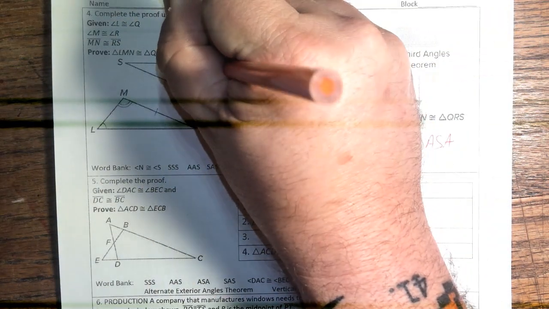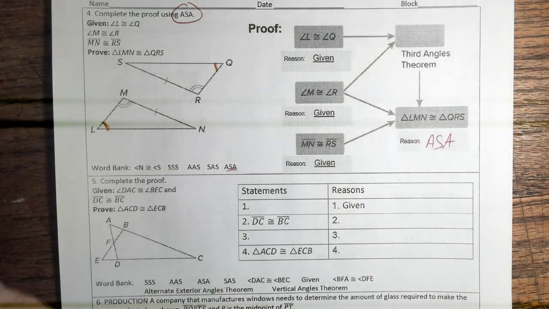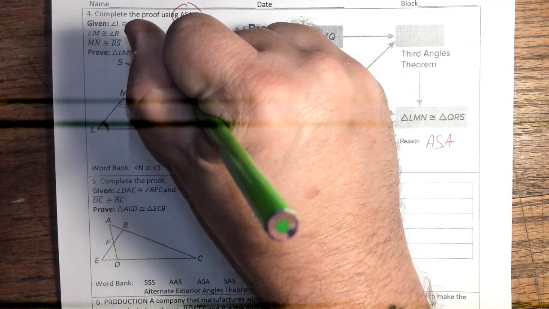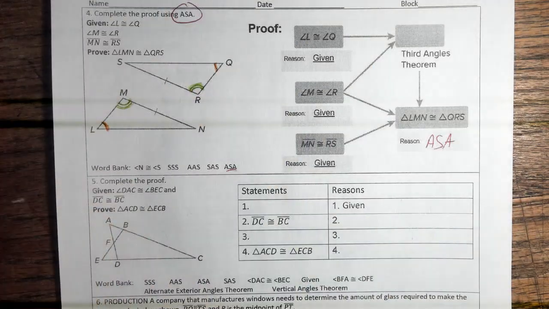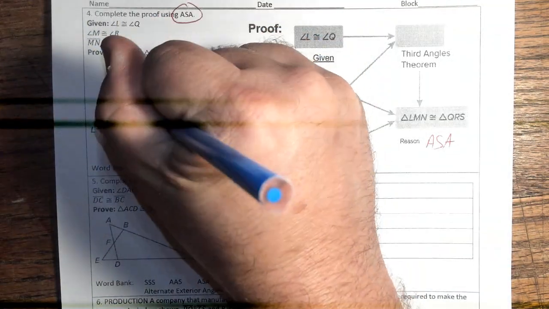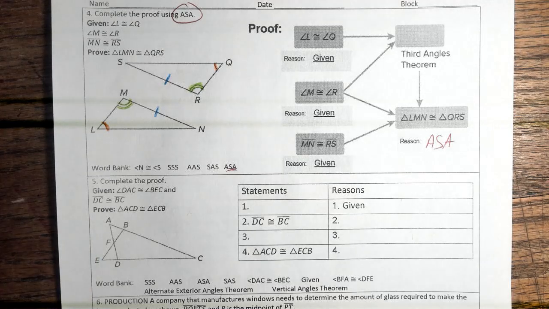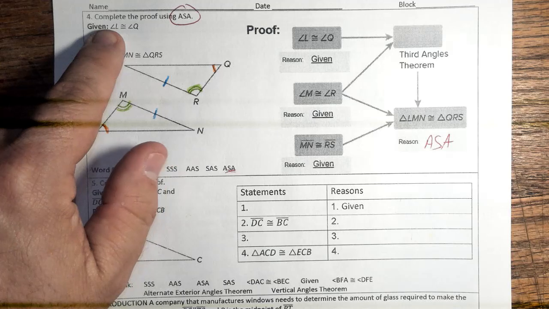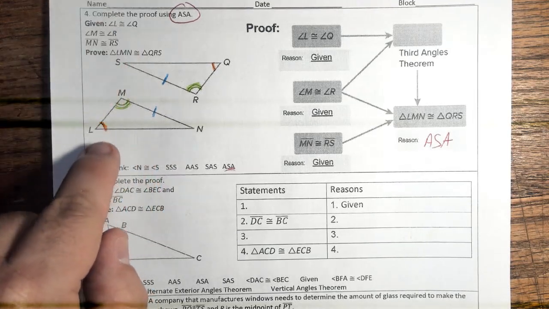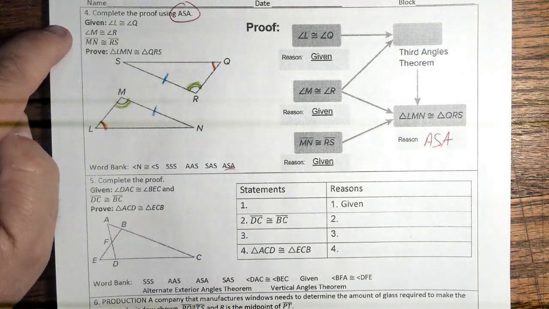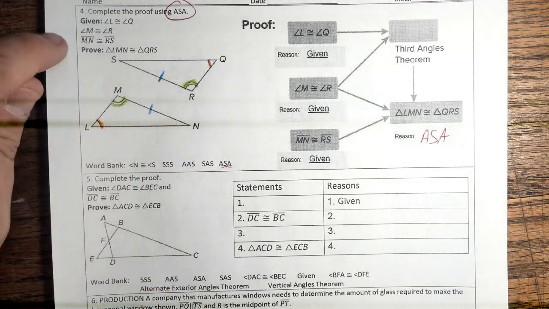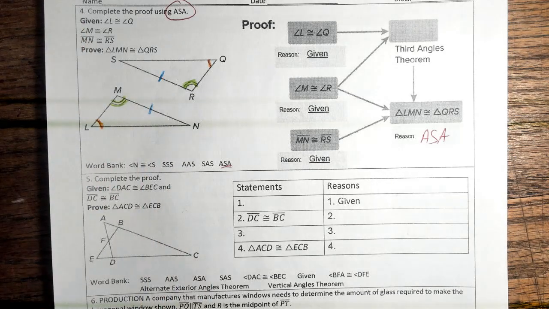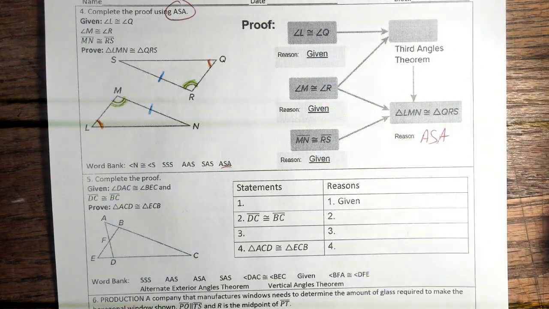I'm going to mark my one arc, my 2 arc. Goodness, 4 pencil. 2 arc and 2 arc. 1 dash, 1 dash. Mark that stuff. Now, our given is that L is congruent to Q. So L and Q, those are your oranges. M and R, M and R, and MN and RS. So there you go. We've already marked it. Given, given, given. They just boom, boom, boom.